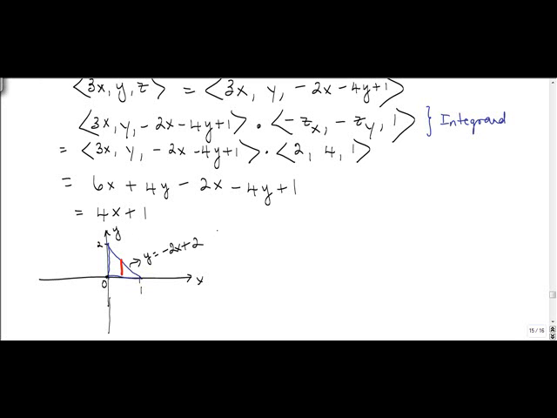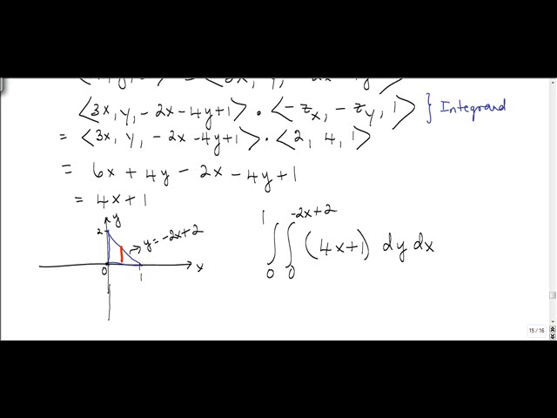Okay, so we ready? Let's set up the integral for the flux. So we have the double integral of what we just got, 4x plus 1, dy dx. What are your x limits? 0 to 1. And what are your y limits? Negative 2x plus 2. Okay, this we need to show our work for.